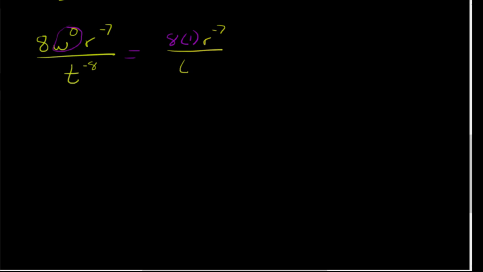Alright, number 2. Number 2 is the same kind of problem. It says to simplify the following. We have 8w to the 0 power, r to the negative 7th, all over 2 to the negative 8. So again, first things first, I'm going to start with this w to the 0 power. So that's going to become 8 times 1 instead of 8 times w to the 0 power. Eight times 1 is just 8.